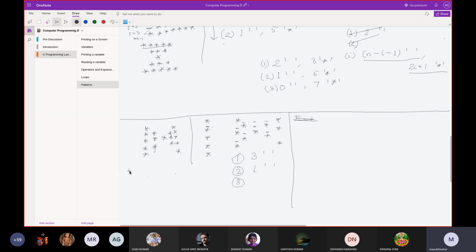Let me draw a larger pattern. Let me draw with n equal to 5, sir. N equals to 5. Okay, so 1, 2, 3, 4, 5. 1, 2, 3, 4. 1, 2, 3.